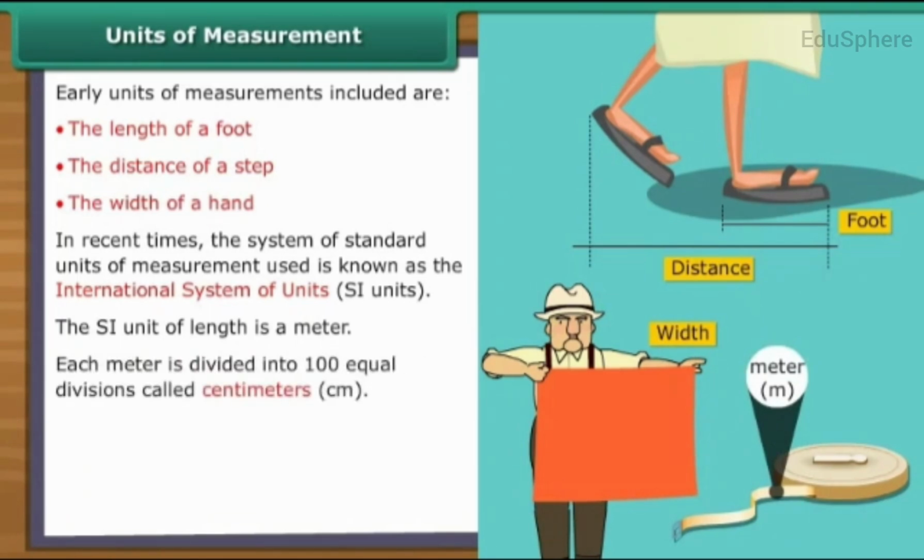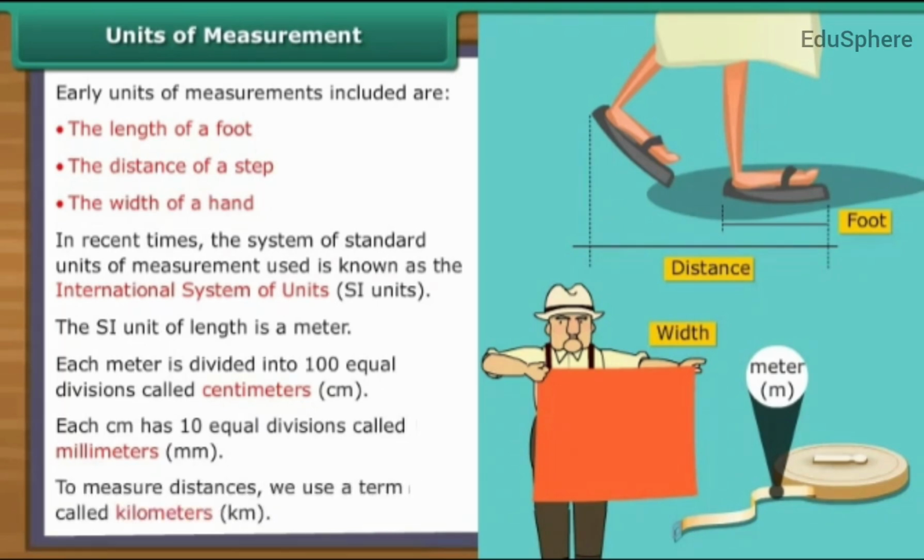Each meter is divided into 100 equal divisions. These are called centimeters or cm. Each centimeter has 10 equal divisions. These divisions are called millimeters or mm. To measure distances, we use a term called kilometers or km.